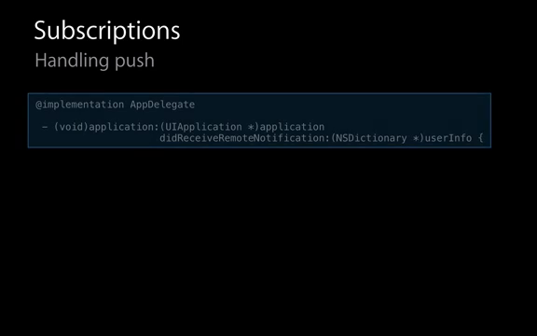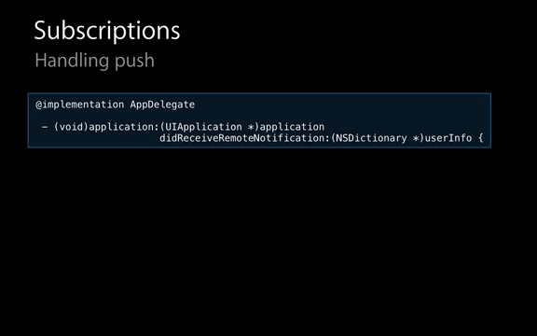Let's look at how you're going to be handling subscriptions, how you're going to handle pushes as they come in. If you've used APS in the past, you're probably familiar with this code snippet. This is your application delegate implementing the application didReceiveRemoteNotification method. Now, in most scenarios, if you know the format of the push payload that's coming in, you would just then iterate through that dictionary, pulling out the key value pairs that you care about.